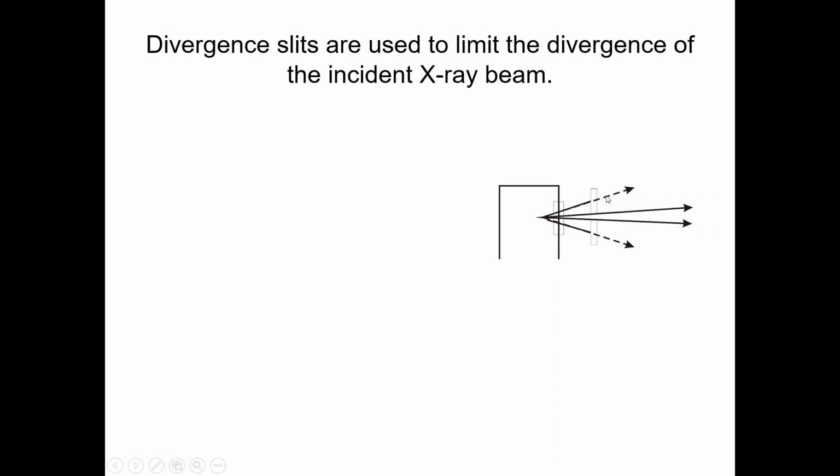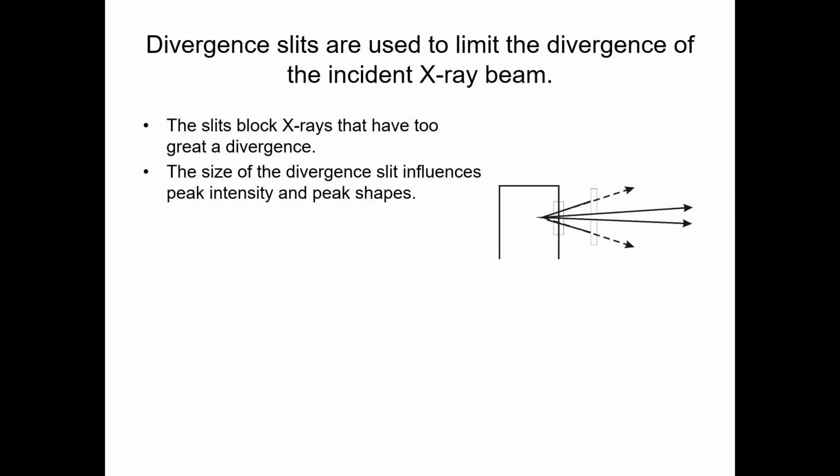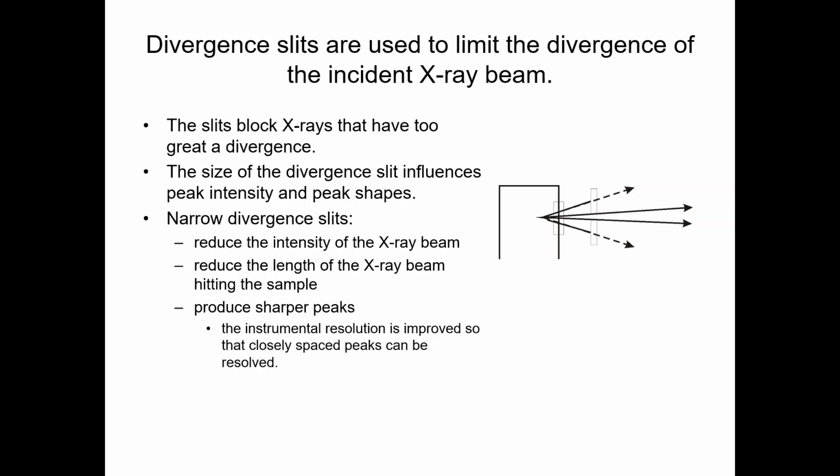So here you can see that we have these slits. These are called the divergence slits, and the purpose of these divergence slits is to limit the divergence of the X-ray beam. So the slits block X-rays that have too great a divergence. Along with that, the size of the divergence slit influences peak intensity and peak shape. That's why we always need a narrow divergence slit, because it reduces the intensity of the X-ray beam.